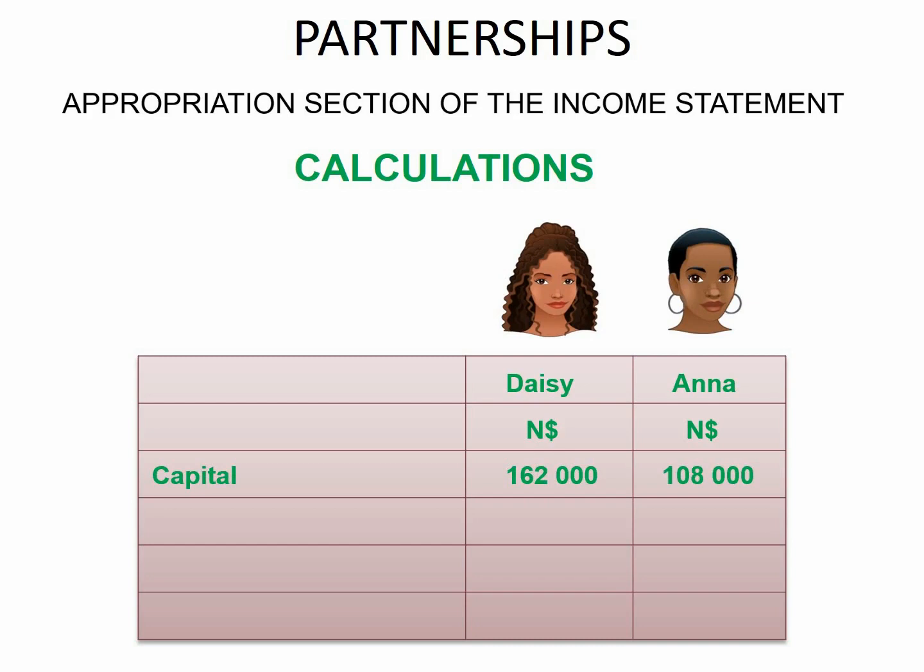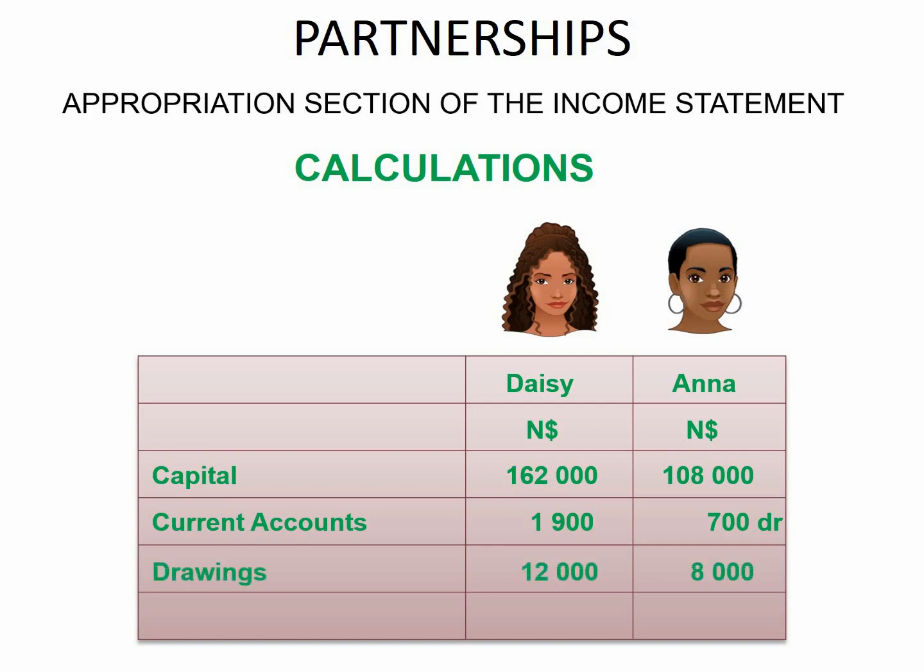Well, the capital invested from Daisy is 162,000 and Anna has invested 108,000. Current accounts, Daisy's balance is 1,900 and Anna's balance is 700, which is on the debit side. This means that Anna owes the partnership money.